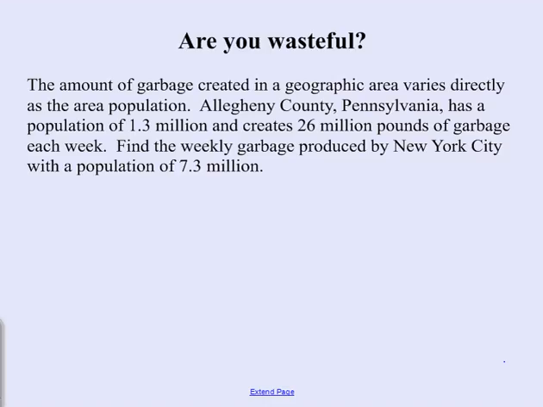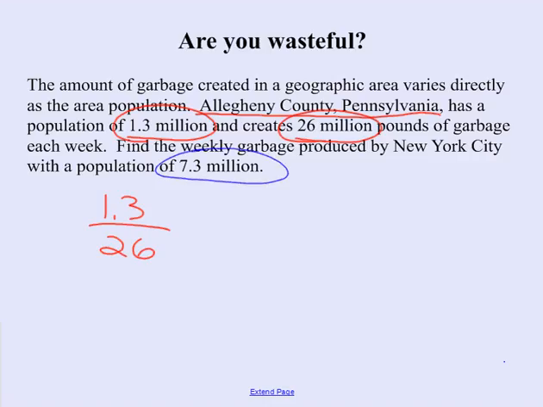So now that we've read the problem and we understand what we're trying to solve for, we set up a proportion. We know that Allegheny County, Pennsylvania has a population of 1.3 million and creates 26 million pounds of garbage. So we can set up a proportion 1.3 over 26, knowing that these numbers are in millions. Next, we're going to look at New York City. We know their population, but we don't know how much garbage they have.